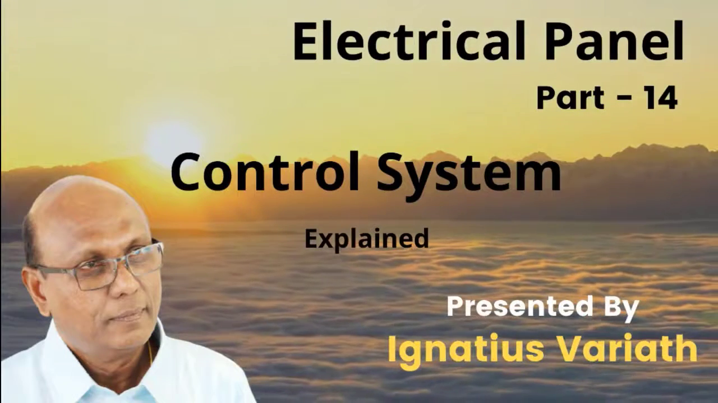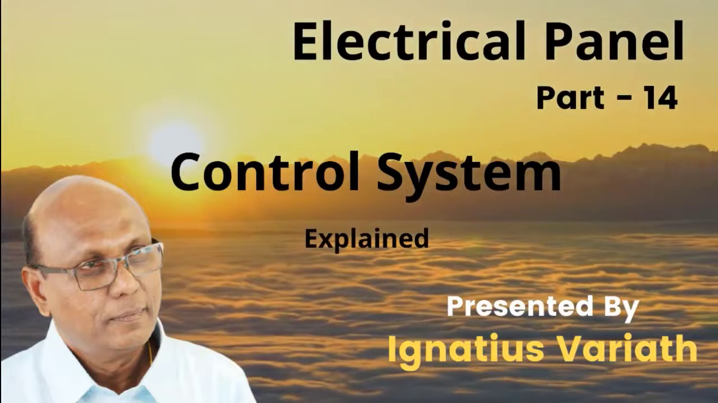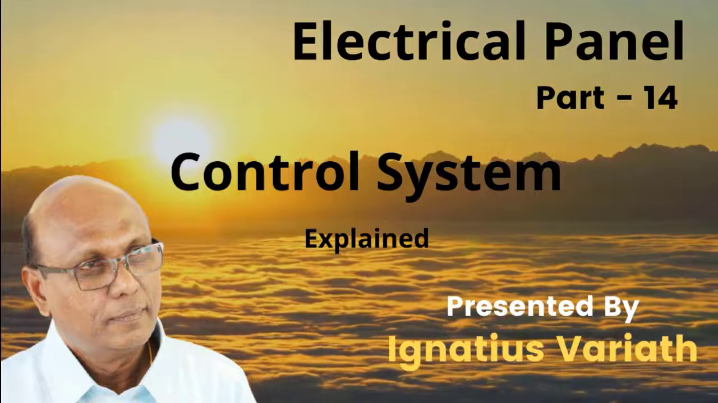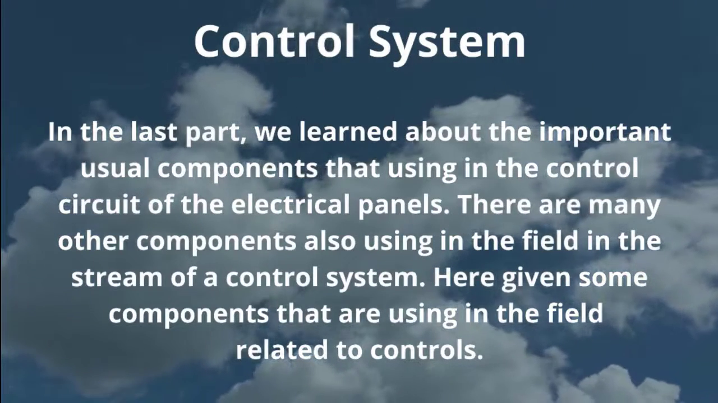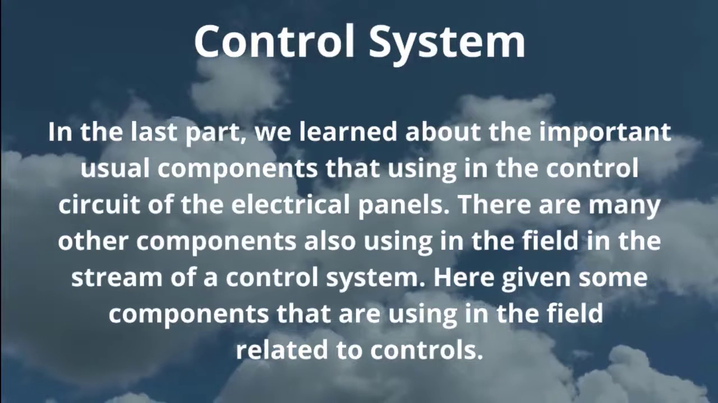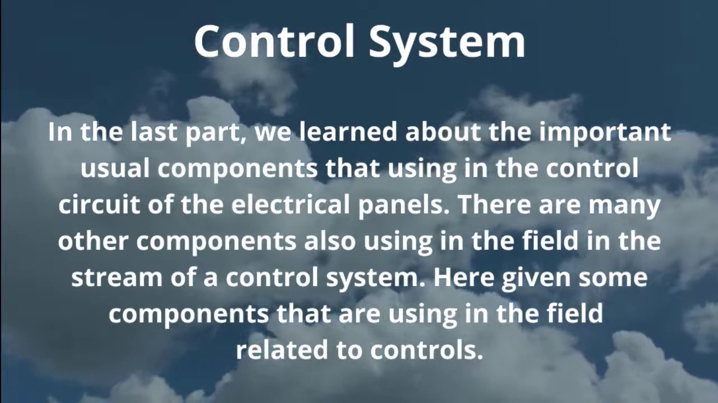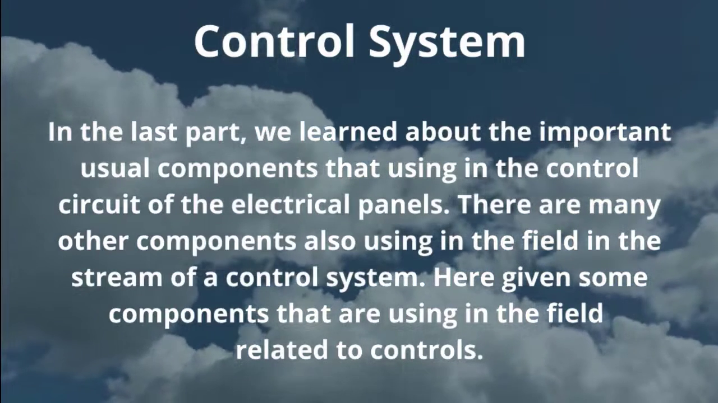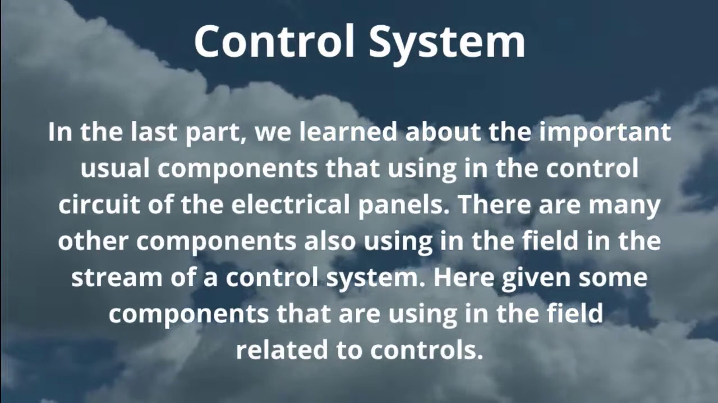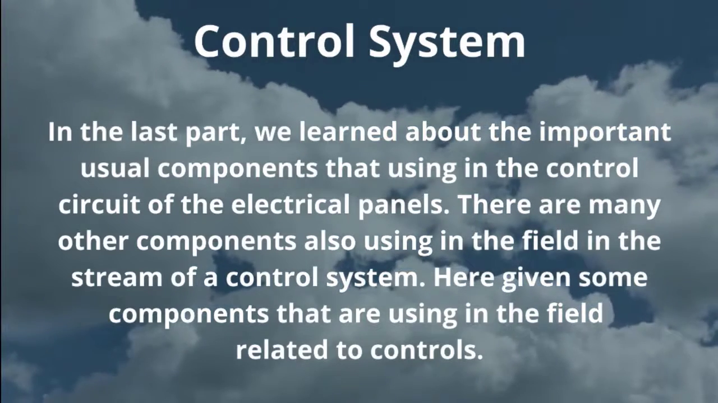Electrical panel. Part 14. Control system explained. In the last part, we learned about the important usual components that are used in the control circuit of electrical panels. There are many other components also used in the field in a control system. Here are some components that are used in the field related to controls.